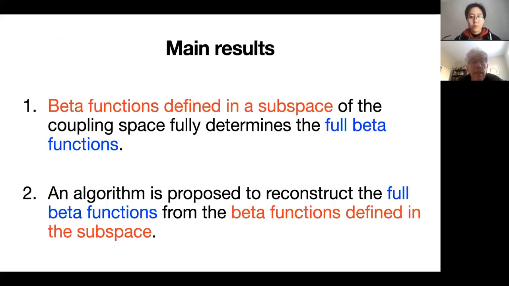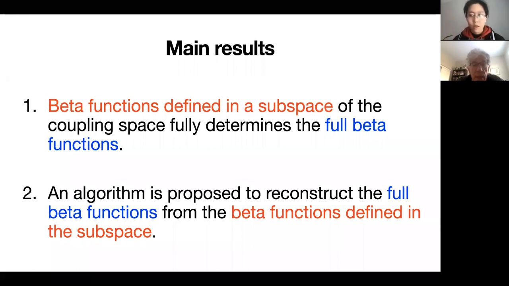And here are our main results. So in the infinite dimensional coupling space, there exists a measure zero subspace where the beta functions defined in such a subspace fully determine the full beta functions, which describe the whole coupling space. And secondly, we also propose an algorithm to reconstruct the full beta functions from those beta functions defined in the subspace. So I'm going to explain these two statements in the talk.